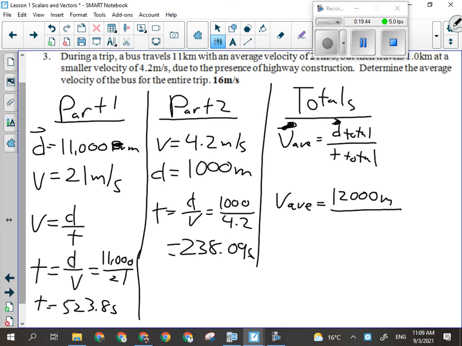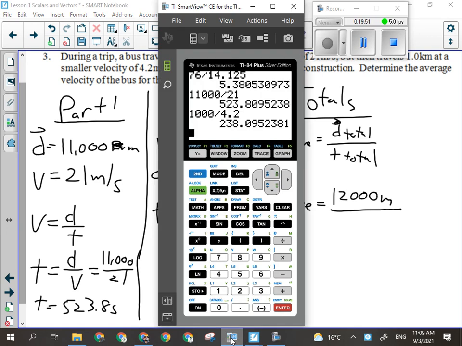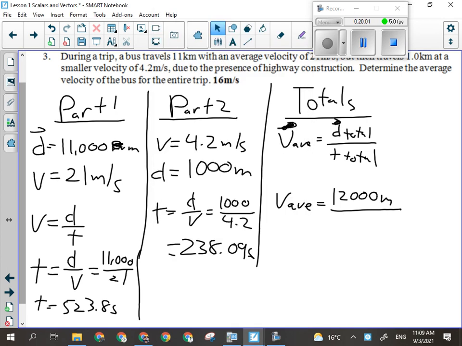Okay, so now I've got those two numbers. Now I can calculate the total time by simply adding those two numbers together, so I know what goes on the bottom here. All right, so we got 761.9 seconds. Okay, again, I'm keeping all the decimals in my calculator. I'm not forgetting about them. I just don't want to take the time to write them all down.